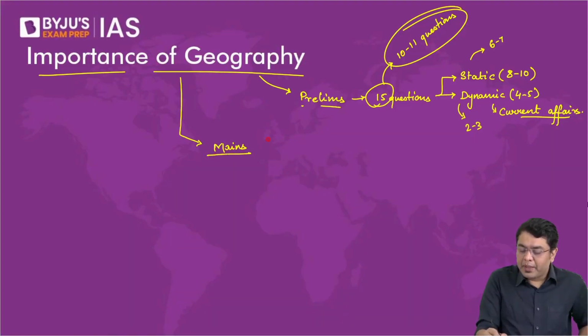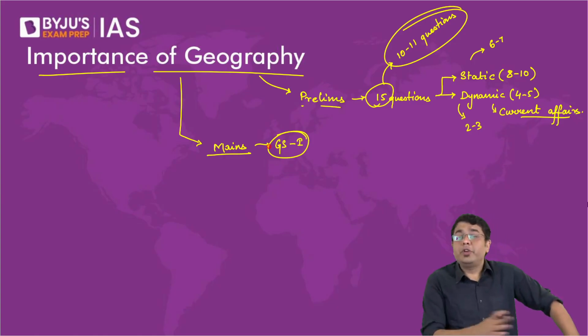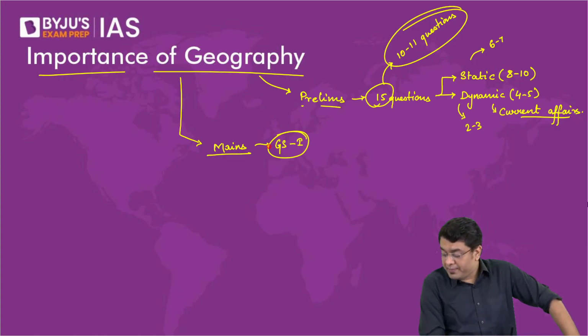So here, subjective questions appear in GS paper 1. And in GS paper 1, what is the total weightage of GS paper 1? Let me see if we are aware. The total weightage?